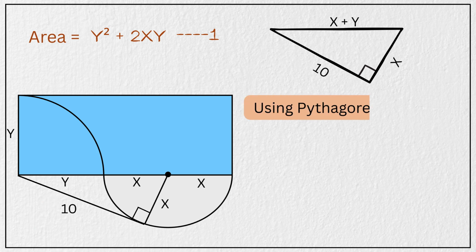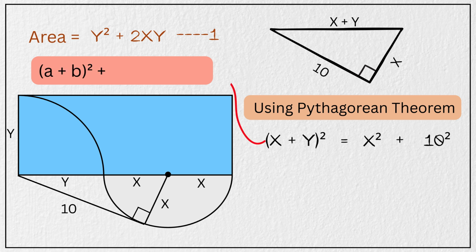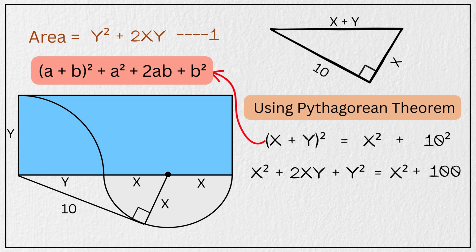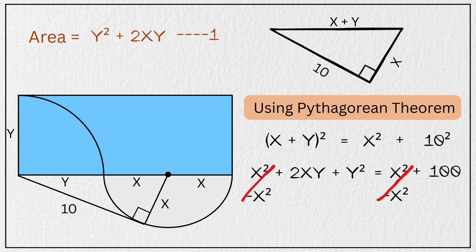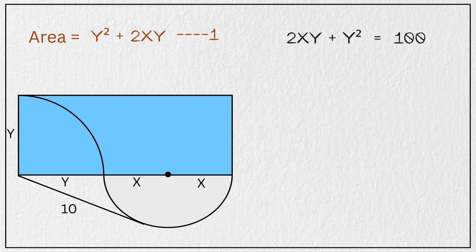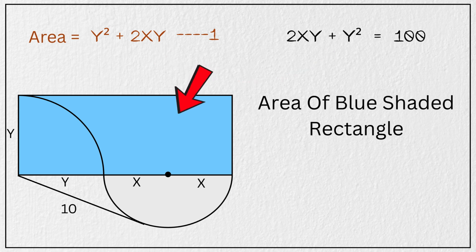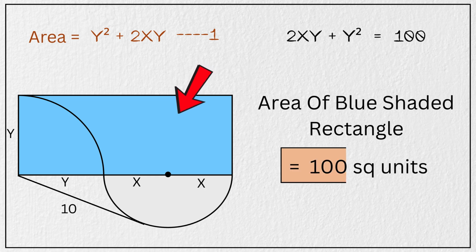So using everyone's favorite, the Pythagorean theorem, we get the quantity x plus y squared equals x squared plus 10 squared. Now expanding this expression using famous algebraic identity, we get x squared plus 2 times xy plus y squared equals x squared plus 100. Now subtracting x squared from both sides, we get 2 times xy plus y squared equals 100. Wait a minute, did you notice something? This final expression is exactly what we had in equation 1 for the blue shaded area. So now substituting this back into the equation, we get area of the blue shaded rectangle as 100 square units. And that's our final answer.